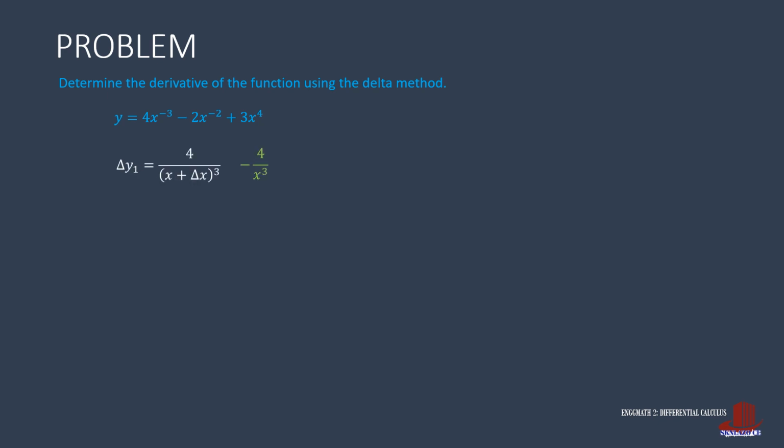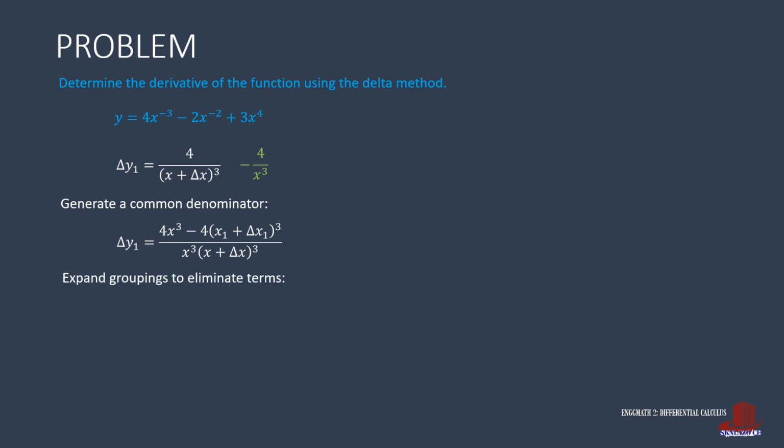We can then simplify the function by taking the common denominator, and that is x cubed with the cube of x1 plus delta x1. The numerator then becomes 4x cubed for the first term, and 4 multiplied by the cube of x1 plus delta x1 for the second term. In order to simplify the numerator, take the groupings out and expand the exponent.